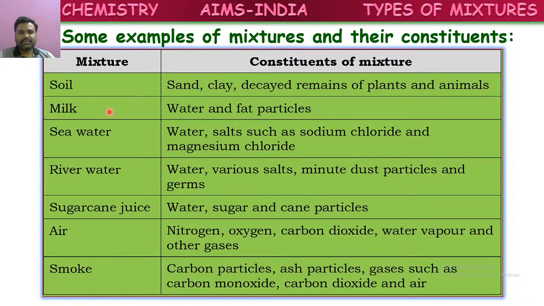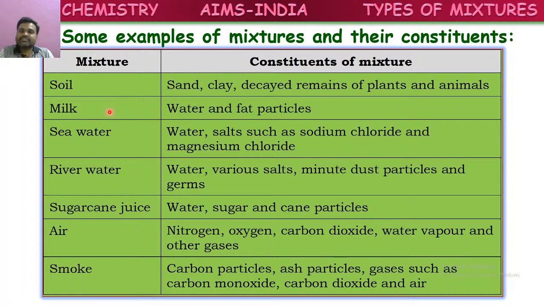River water. Of course, river water is also a mixture, because river water contains some minerals and some dust particles, because it is flowing from one place to another place. While flowing, it dissolves so many minerals into it. Next one, yes, we discussed sugarcane juice. In summer, we often drink sugarcane juice. The sugarcane contains some sugar, water will be in the sugarcane, and some small particles of cane also will be in that. So it is a mixture.